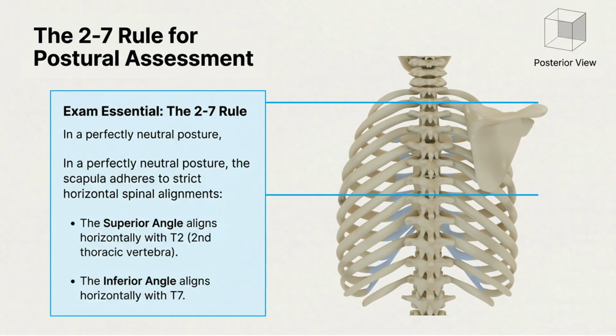The 2 to 7 rule, exam essential. In a neutral posture, the superior angle aligns with the T2, second thoracic vertebra. The inferior angle aligns with the T7.